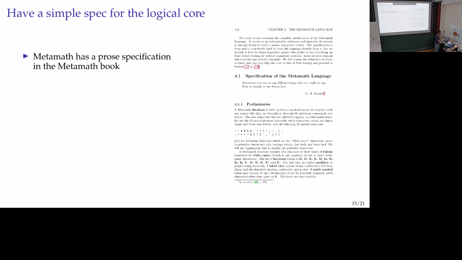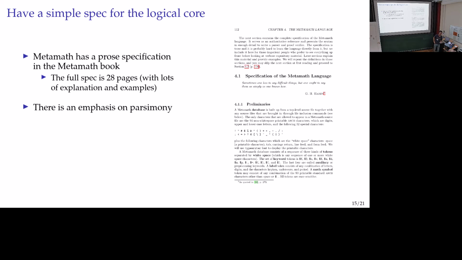Second part is to have a simple spec for the logical core. Metamath has a specification in the Metamath book. There's a book that you can download that explains the manifesto of what Metamath is trying to do and how you define what Metamath is. It's not written for someone with a formal methods background. It's really like, okay, how do you put these things together? It's about 28 pages just to describe all the keywords and all of the parsing and all of the proof checking, with lots of explanation and examples.